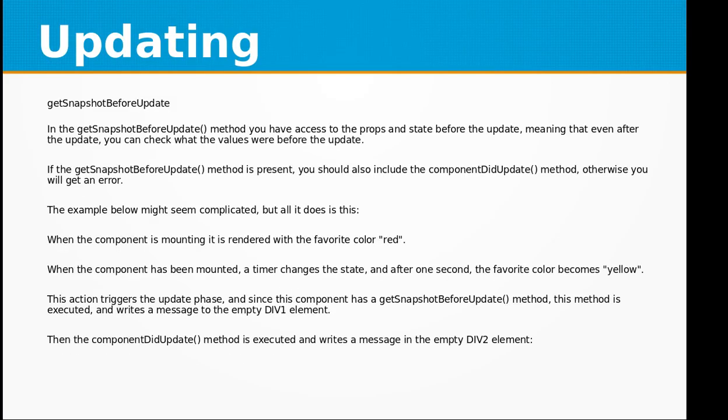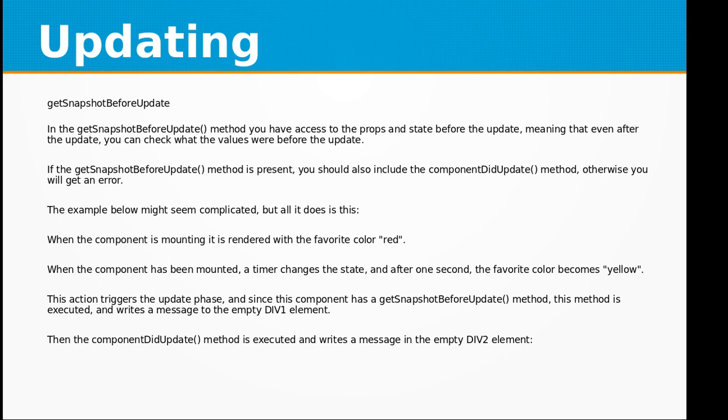Okay, the next one is get snapshot before update. In the get snapshot before update method, you have access to the props and state before the update, meaning that even after the update you can check what the values were before the update. If the get snapshot before update method is present, you should also include the component did update method, otherwise you will get an error.